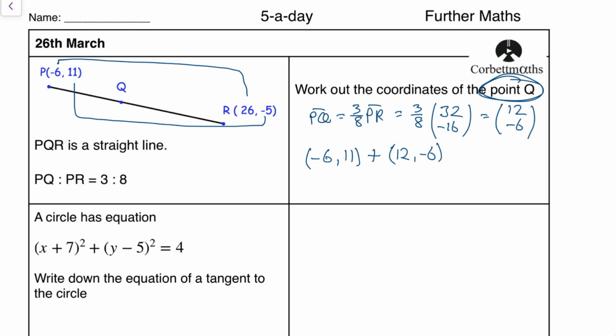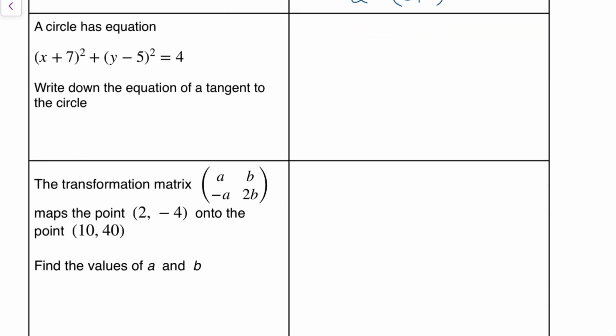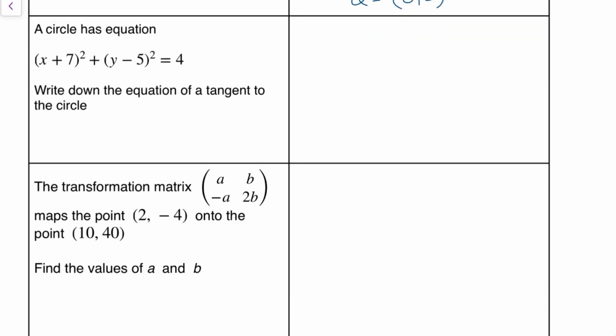-6 plus 12 is going to give me 6. And 11 minus 6 is 5, which means my Q coordinate is going to be (6, 5). Question done. Nice, well-phrased, easy to mess up question. Good question. Next question.